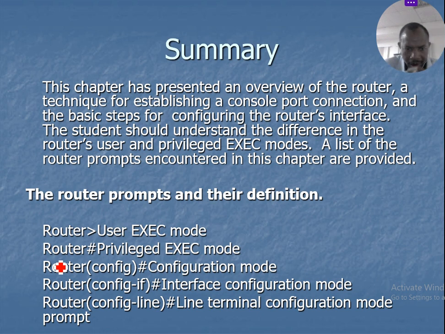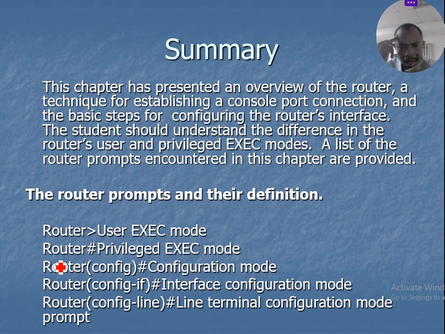Then another prompt that we use in this chapter is the configuration mode. First is the user mode, then you put the router in privilege mode, and then the next is the configuration mode. You write router, open bracket, config, close bracket, hashtag. Then you've put the router in the configuration mode.